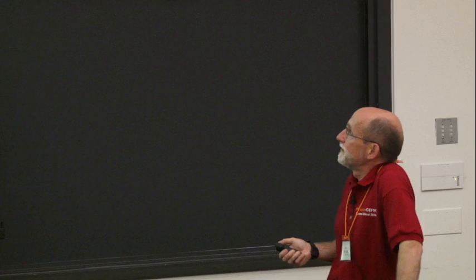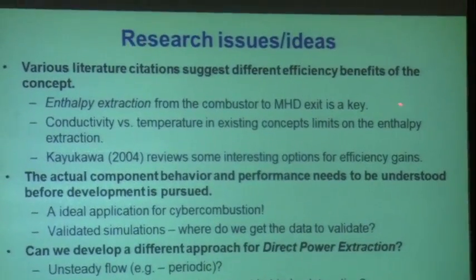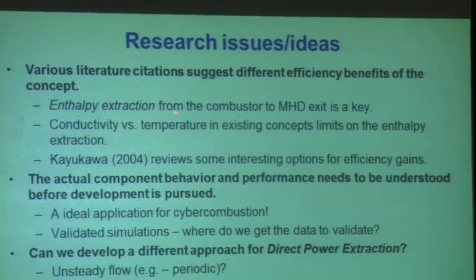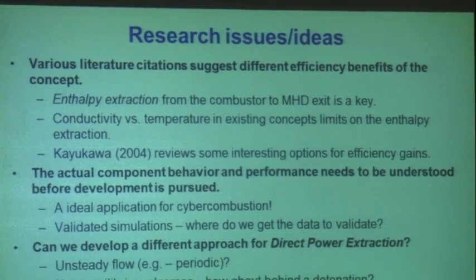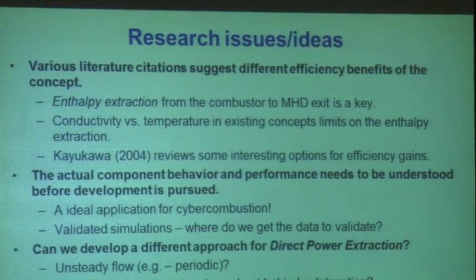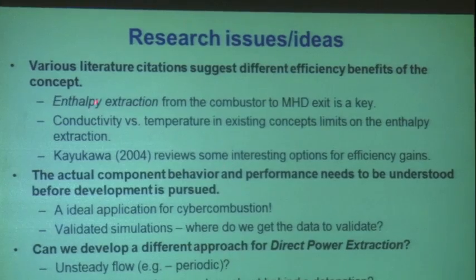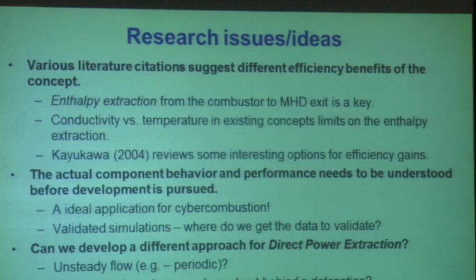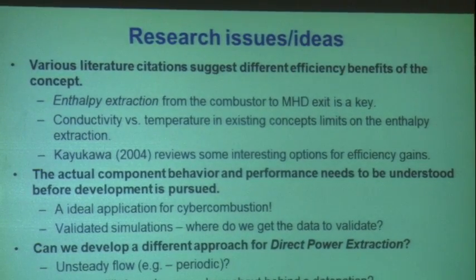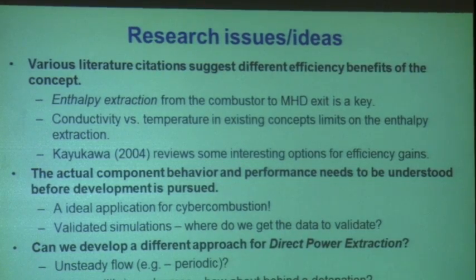Well, if you look through different literature citations, you get different efficiency benefits of the concepts I've described. So the enthalpy extraction from the combustor to the MHD exit, that's really the key. How much energy can I get out in that tube? It's got to be a big number. And I've talked about the conductivity versus the temperature in existing concepts. You can't get below like 2500 Kelvin and the conductivity is just gone. You're not going to get any power out.